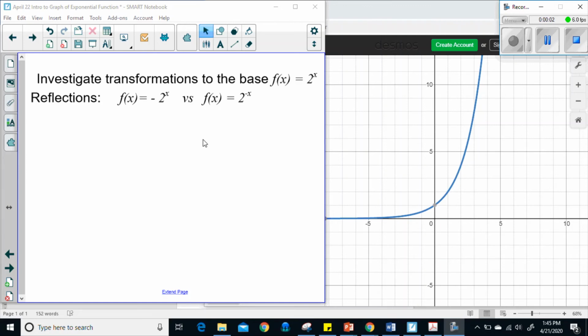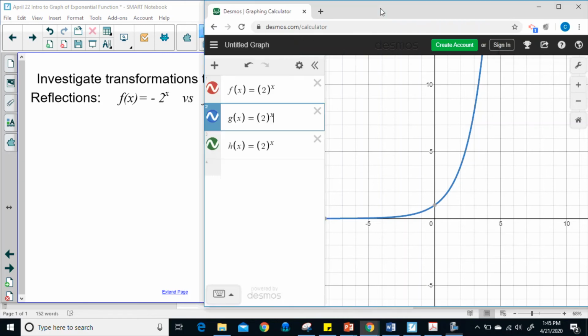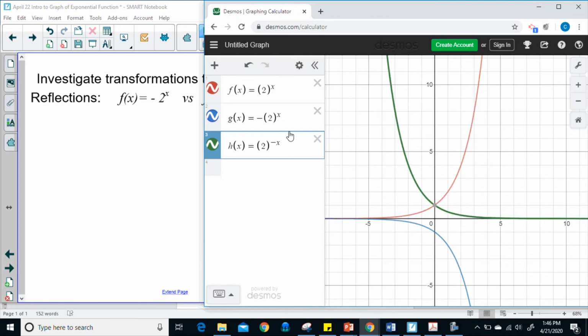Okay, I believe our last transformation to look at is reflection. So this is when we put negatives either in front of the function or in front of the x in the exponent. So let's see what happens there. If I put the negative in front of everything, I have a reflection in the x-axis. And if I put my negative up top in the exponent, I have a reflection over the y-axis.